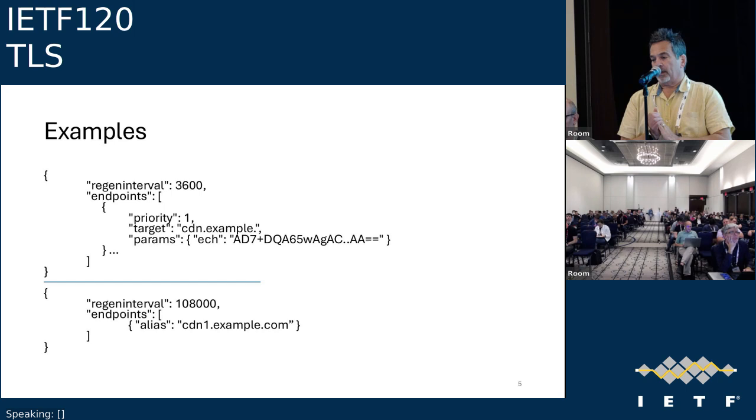It's an array of key value pairs, of course, being JSON. ECH, that's the key. And you can have multiple endpoints in there. The zone factory checks all of them, picks the ones that work, and then publishes that to DNS. The other option is you can have an alias pointing to something else, and that's this kind of construct where you have multiple things with parameters or a single alias, which is how the service binding document specifies to go.